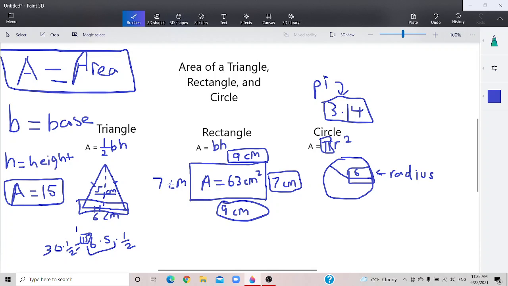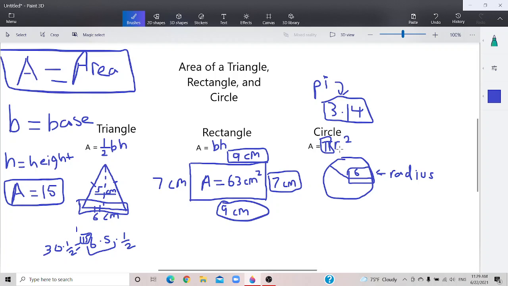Okay, now last but not least, it's the circle. The circle is the most complicated one out of these three by far, because it isn't something that you normally would work with. Base times height is easy to find, but a circle doesn't really have a base or a height, and some of the things might be kind of new. Okay, so A equals pi r squared. So area equals pi r squared.